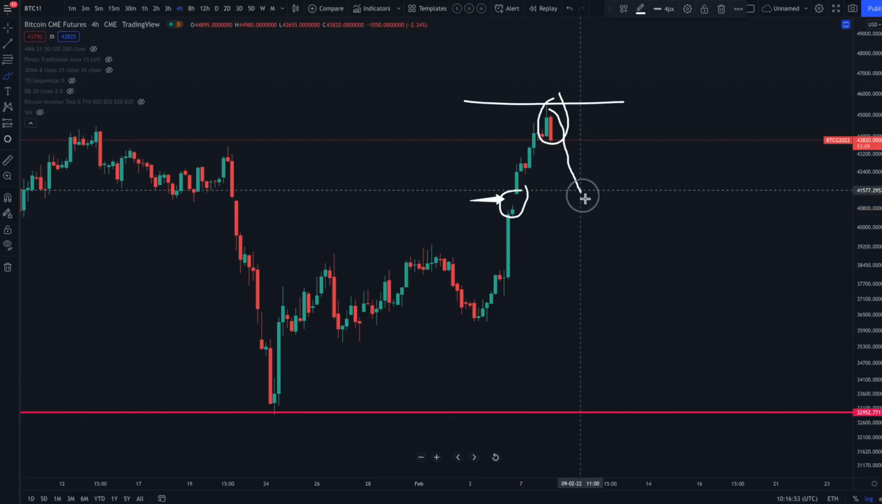Maybe it'll go beyond that. Nobody knows the future. I don't even know what I'm going to have for lunch. But I can only look at what the charts are saying and then express that perspective to you.